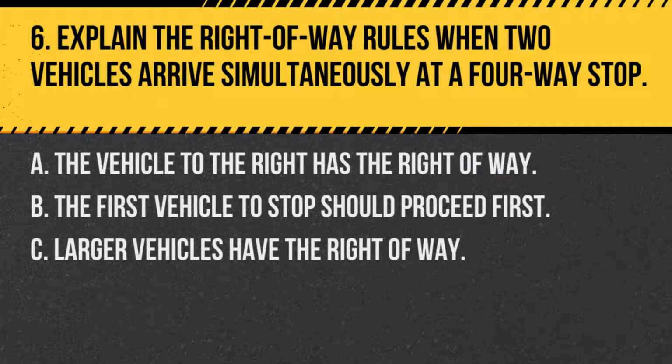Answer. A. The vehicle to the right has the right of way. This rule helps prevent confusion and collisions at four-way stops.